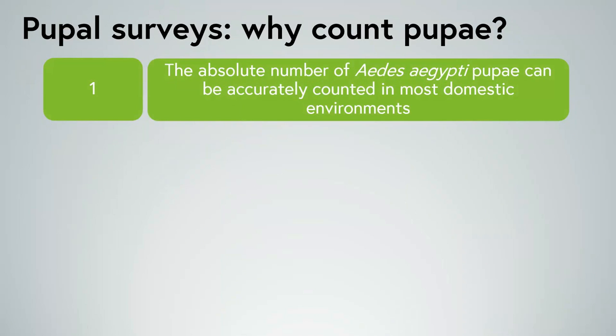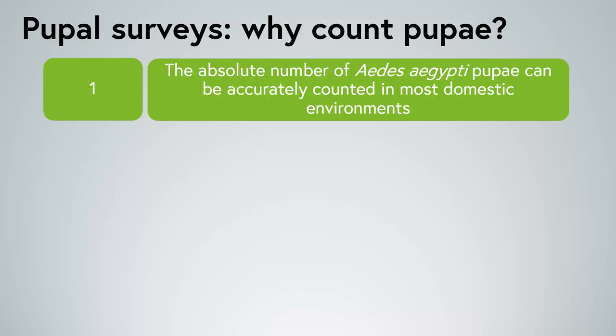Pupal surveys, where the number of pupae per person is calculated, provide a better proxy than larvae for use in risk thresholds. Pupal surveys normally require a pair of collectors sampling all of the water-filled containers in and around 100 or more houses, having previously obtained informed consent from the householders.